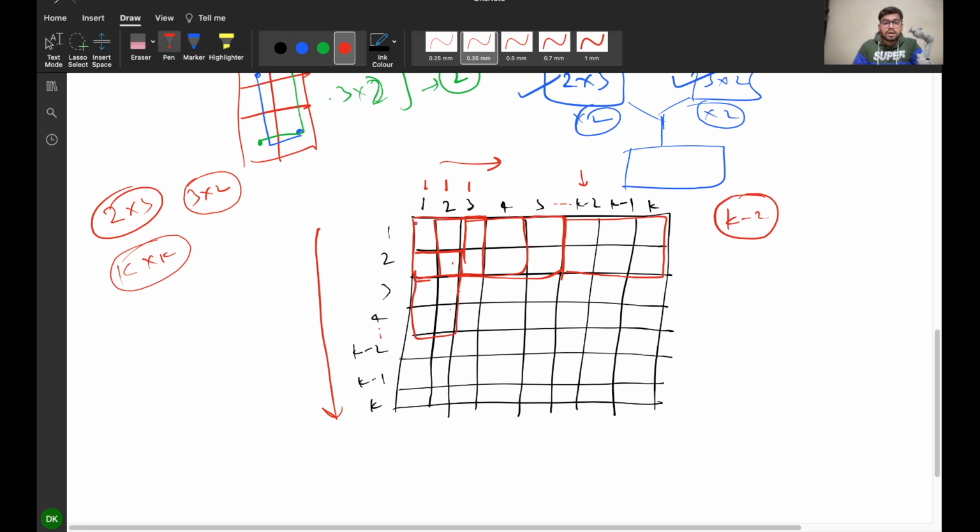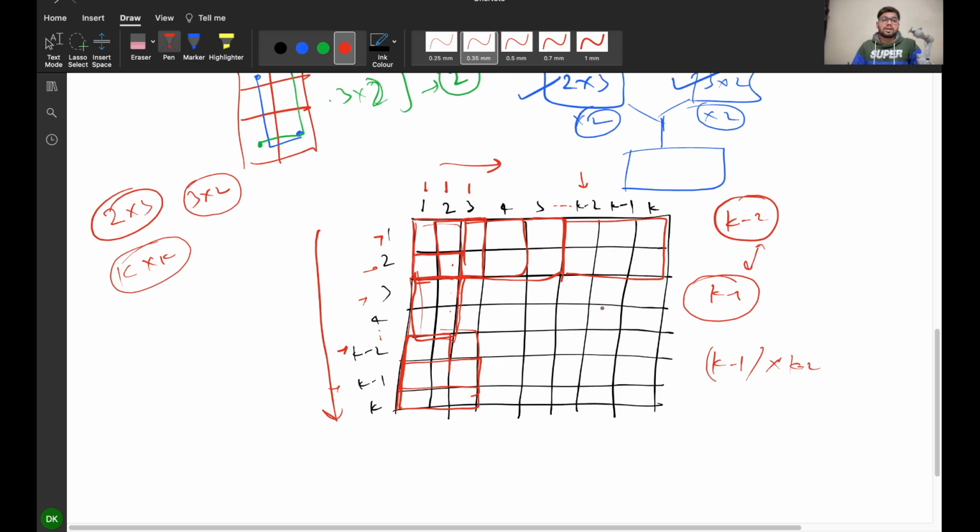So this is my first matrix, this is my second matrix for 2, for 3 this is my third matrix, for k minus 2, we can create this as a matrix, and for k minus 1 this is my last matrix. Okay, so how many matrices can we create while traversing in a row, that is k minus 1.